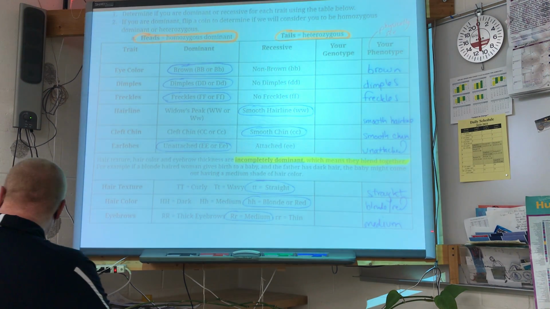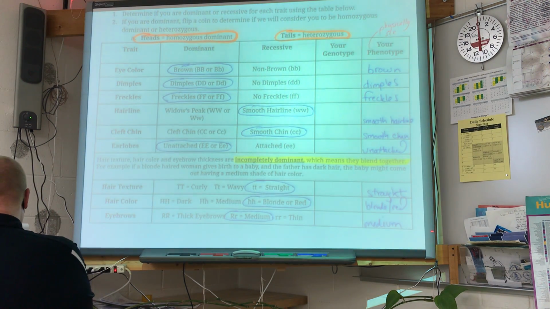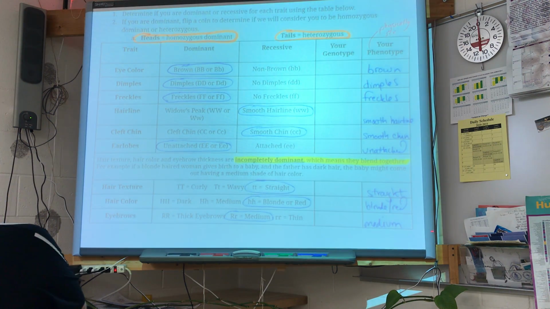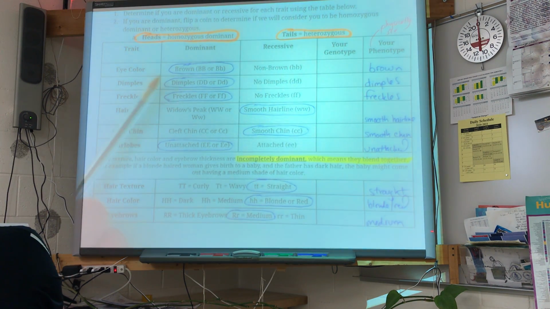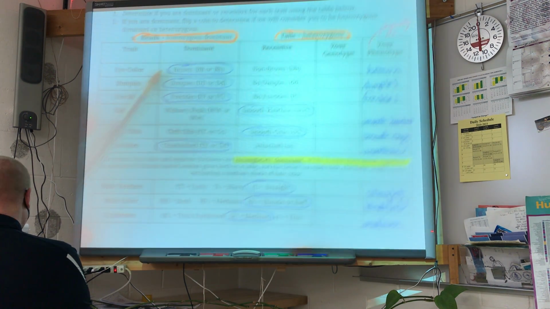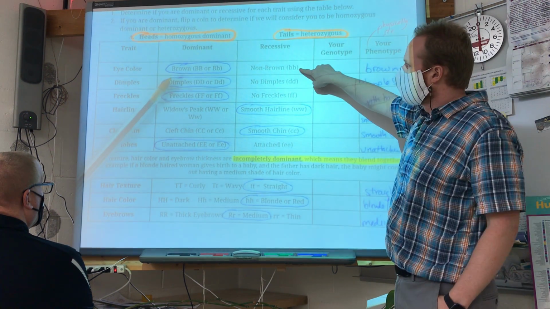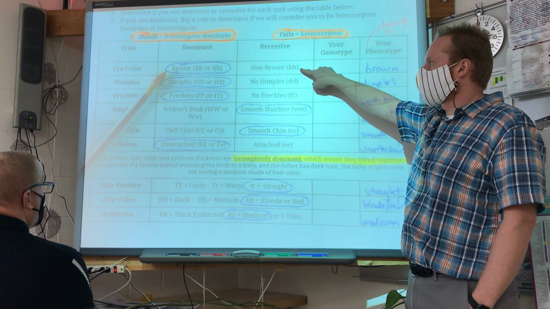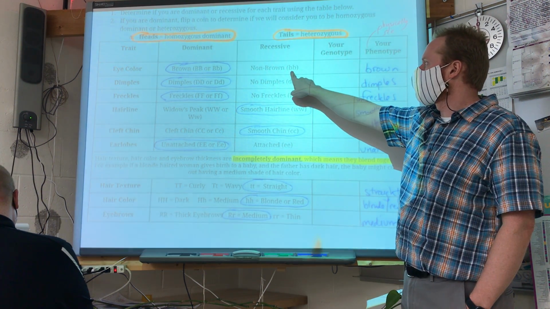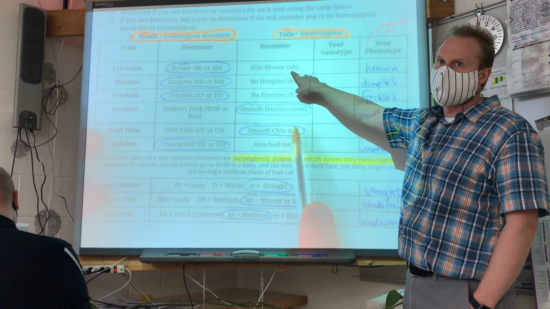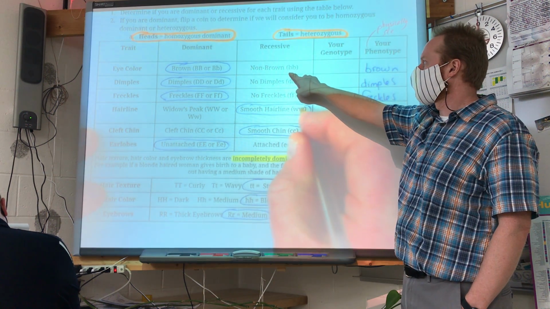Now, your genotype is the letters. Depending upon what your genotype is will determine what your phenotype is. If, for example, you have non-brown eyes, your genotype is little b, little b. Right, that's non-brown: little b, little b.